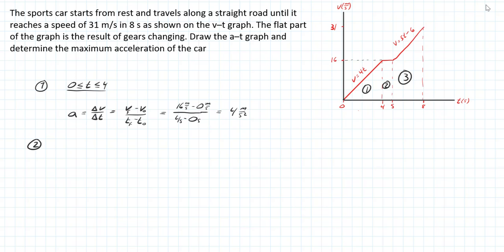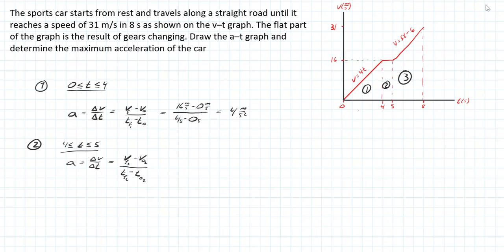In part 2, what we can see is it's flat. The velocity doesn't change. We're going to go from 4 seconds all the way to 5 seconds. And in this area, again, acceleration is defined as delta v over delta t, velocity final minus velocity initial. For part 2 of the graph, that's velocity final of part 2 minus velocity initial of part 2, over time final of part 2 minus time initial of part 2.